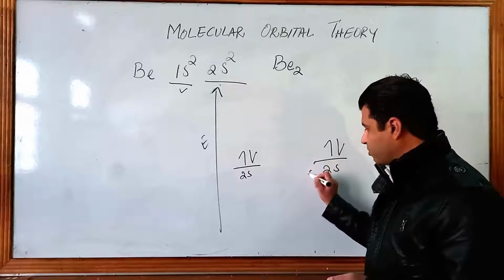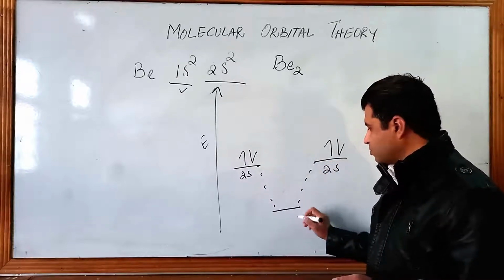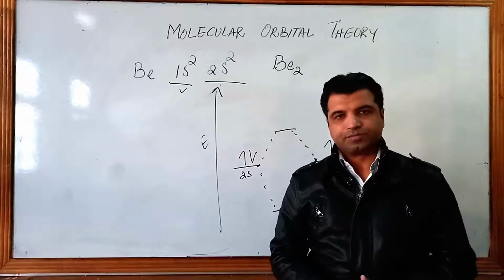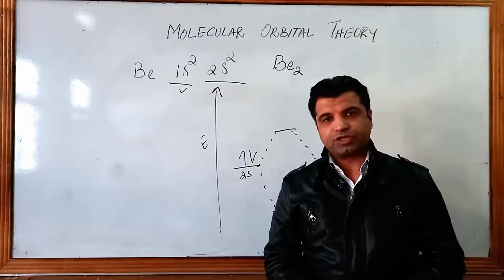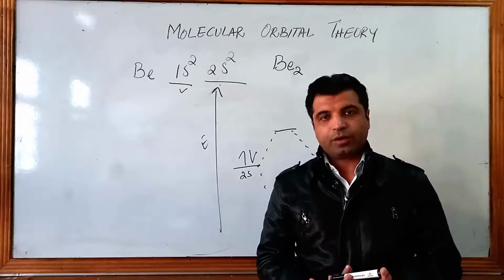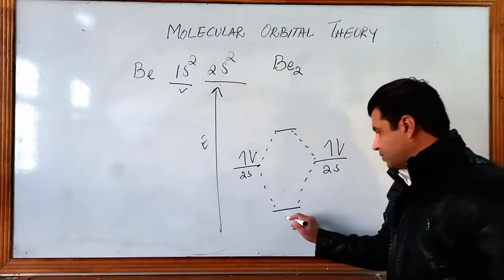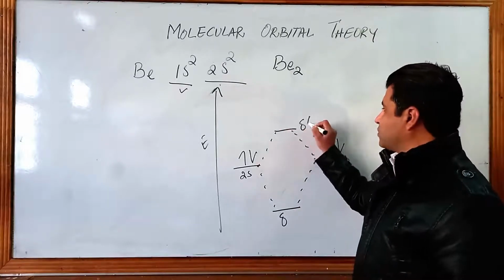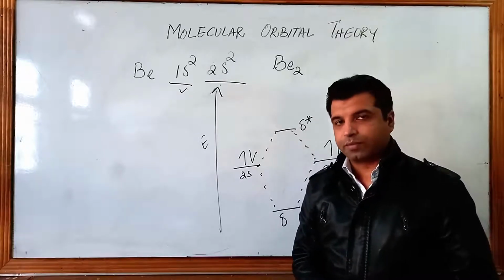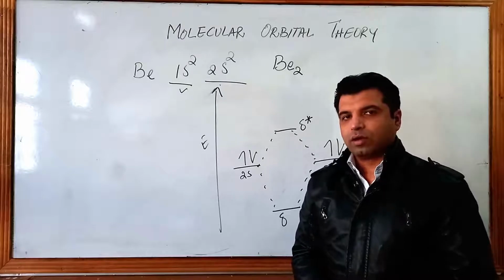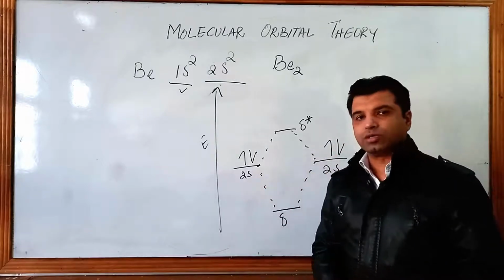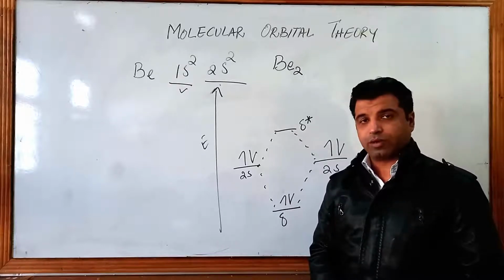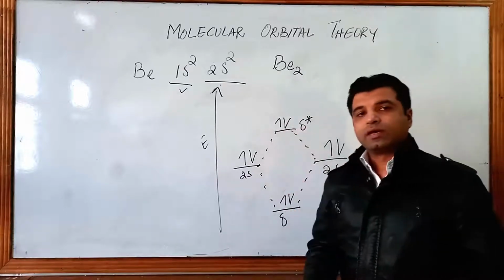One of these is known as the bonding molecular orbital, and the other is known as the anti-bonding molecular orbital. S orbitals are spherically shaped, so they will overlap head-on to form sigma bonds. So this is the sigma bonding molecular orbital of beryllium, and this is the sigma star anti-bonding molecular orbital of beryllium. Now let's place all the electrons in these molecular orbitals. We have in total 4 electrons. You start filling from the lowest energy orbital. So 2 of these electrons go into the sigma bonding molecular orbital, and 2 will go into the sigma star anti-bonding molecular orbital.